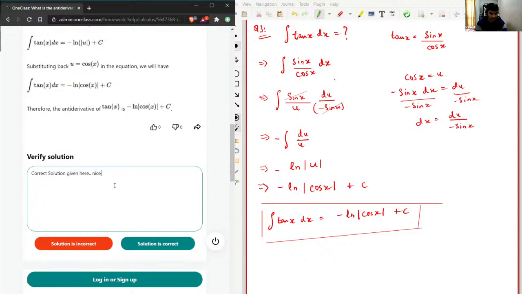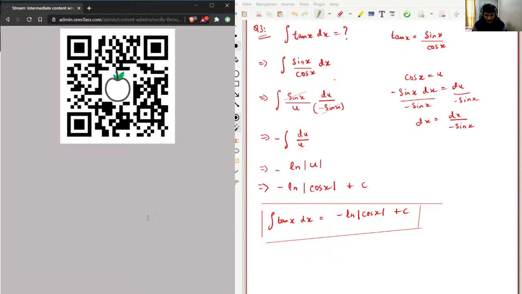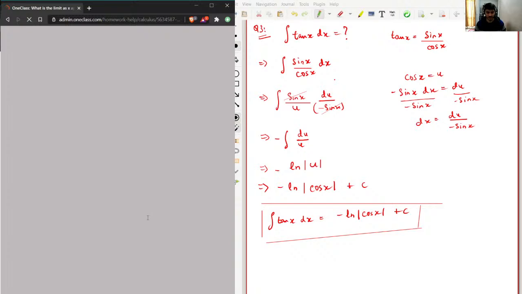Nice work. In the same way, you can find the integral of cotangent of x, and that will be ln of sine x. You just need to substitute sine x as u, and then you will get the answer.